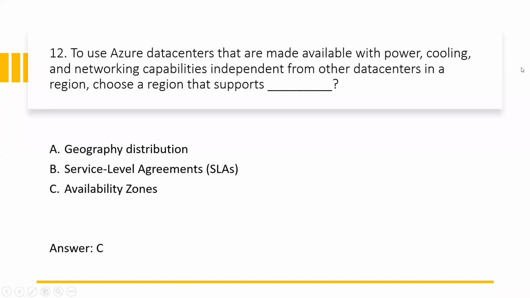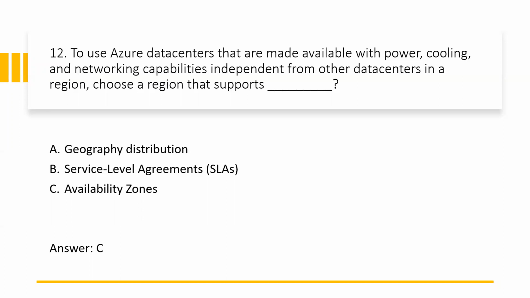Question 4. To use Azure data centers that are made available with power, cooling, and networking capabilities independent from other data centers in a region, choose a region that supports. Let's check the answers. Option A, geography distribution. Option B, service level agreements. Option C, availability zones.